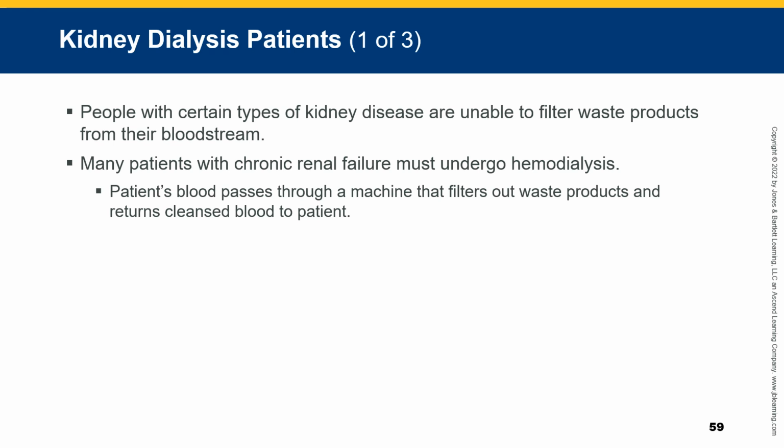Now we'll talk about kidney dialysis patients. People with certain types of kidney disease are unable to filter waste products from their bloodstream. Many patients with chronic renal or kidney failure undergo a process called hemodialysis, or you may be more familiar with the term just dialysis, 2 or 3 times a week. The patient's blood passes through a machine that filters out waste products and returns cleansed blood to the patient. So the machine essentially is doing the job that the patient's kidneys cannot do.